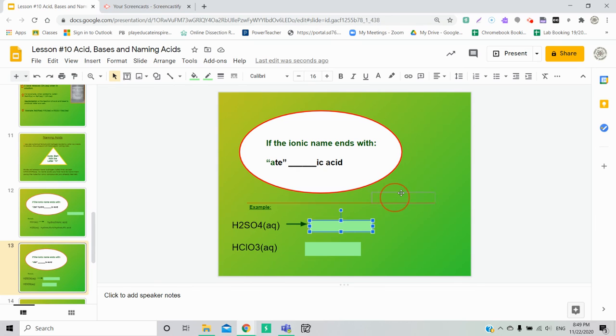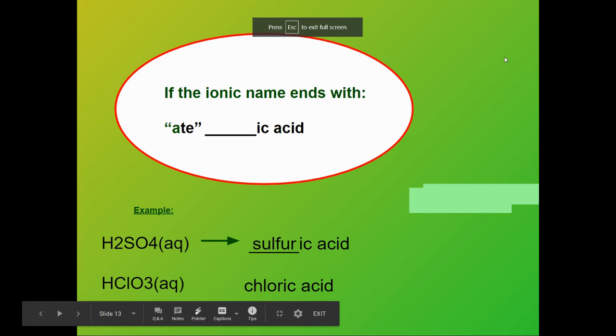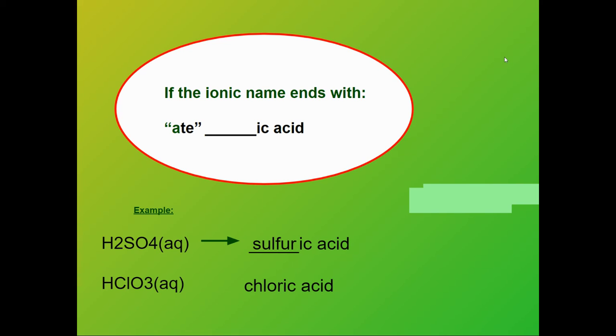Here we have the ionic name ending with ATE. So ATE happens when we are talking about polyatomics: phosphate, sulfate, nitrate, chlorate, those kinds of things. So if a name ends with ATE, we're not going to put the hydro this time. We're just going to have the ic acid. So in your notes, you're doing hydrogen sulfate, HSO4, and it becomes sulfuric acid.